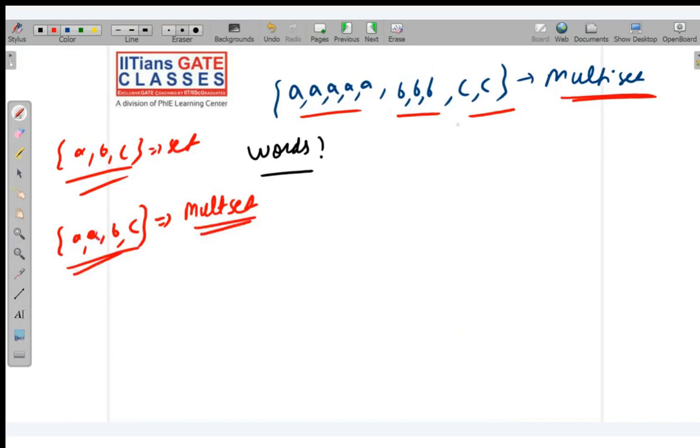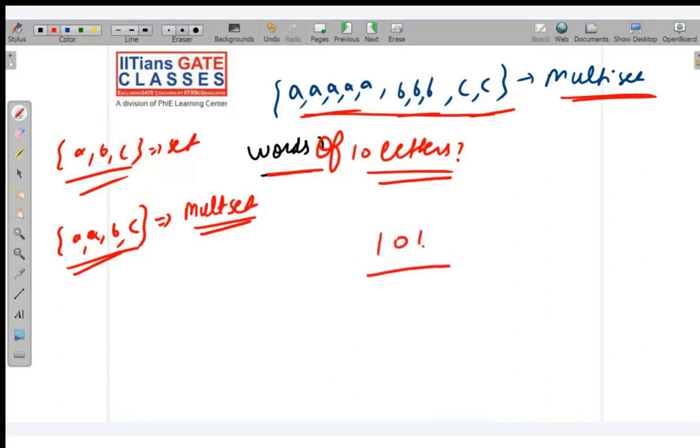Now this multi-set is given and they are asking how many words are possible. I have not written the complete question, but I think you have got the idea. How many letters are there? 1, 2, 3, 4, 5, 6, 7, 8, 9, 10. So 10 letters are there, and they will ask how many 10-letter words are possible. What will be the answer? Assuming all are different, 10 factorial, divided by 5 factorial, 3 factorial, 2 factorial. This is the answer.